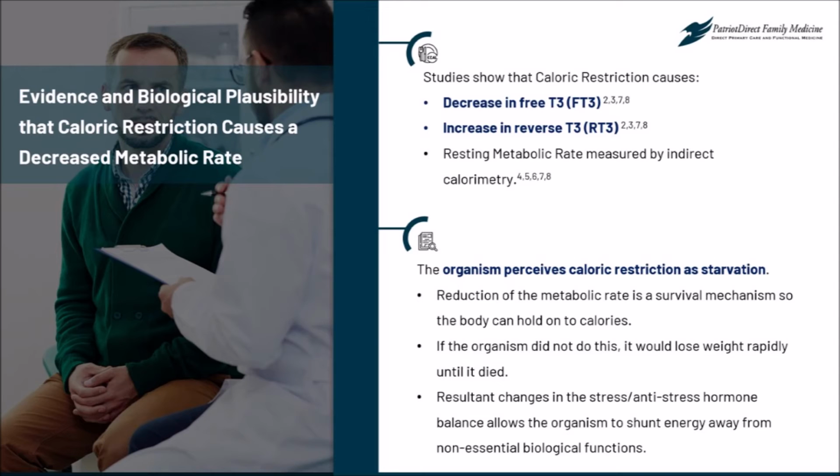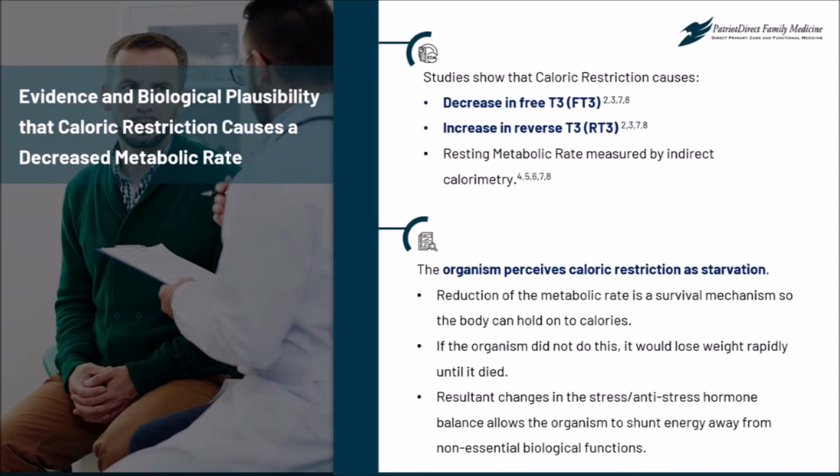The idea that the organism would decrease the metabolic rate in the context of caloric restriction makes sense when looked at from the perspective of evolutionary biology. The organism does not understand the idea of caloric restriction to purposefully lose weight. Instead, the organism perceives caloric restriction as starvation. For millions of years, human beings evolved in the context of starvation.